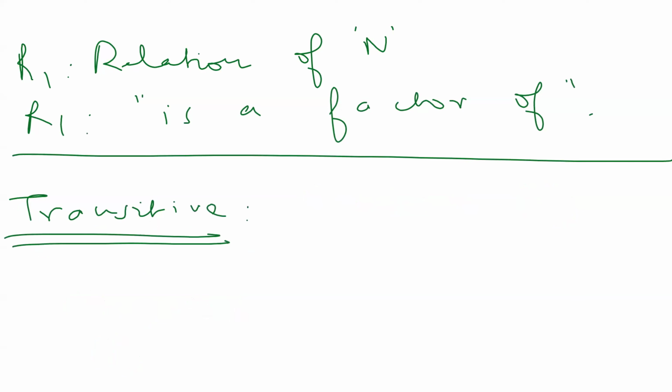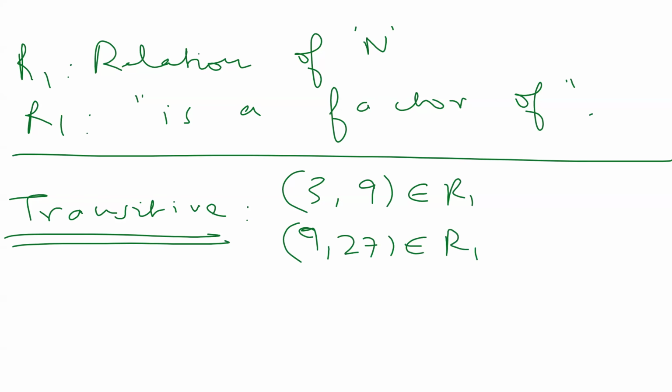Okay. Now first two examples should be true. 3 is a factor of 9, which is true because when we factorize 9, we get 3. So 3 is a factor of 9, it belongs to R1. 9 is a factor of 27 because if we factorize 27, we can get 9. Okay, both are true. They have to be true to check transitivity.